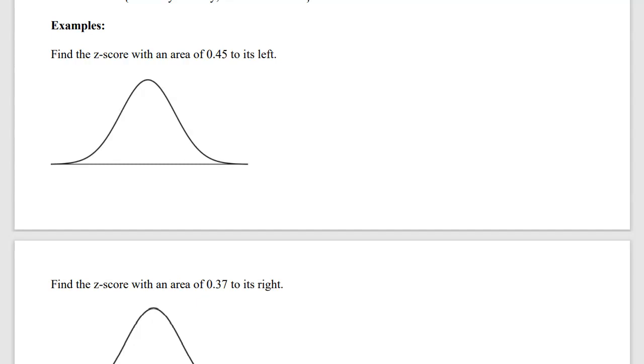Find the z-score with an area of 0.45 to the left. So that means we're going to start shading over here, and we want a 0.45. That's less than half. So 0 is here, which means I'm going to have a negative value, because I want less than half of it. I'm looking for a 0.45 in the center because this is 0.45, not my z-score down here, but the area.